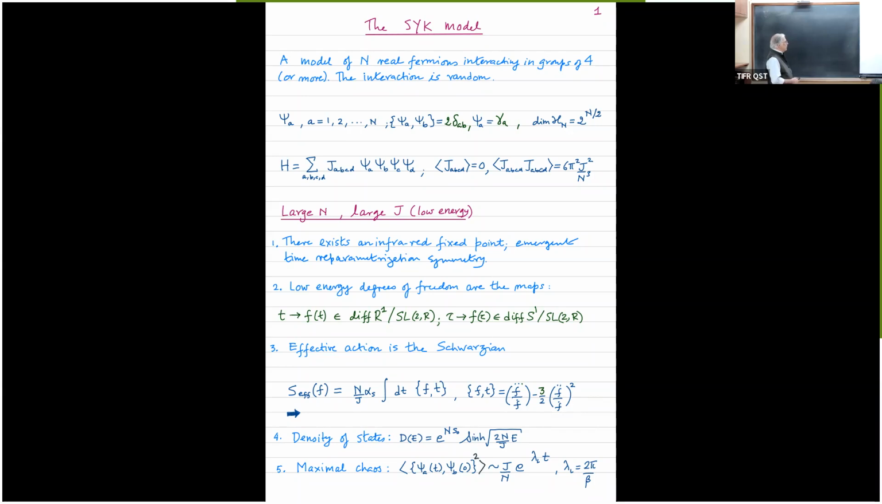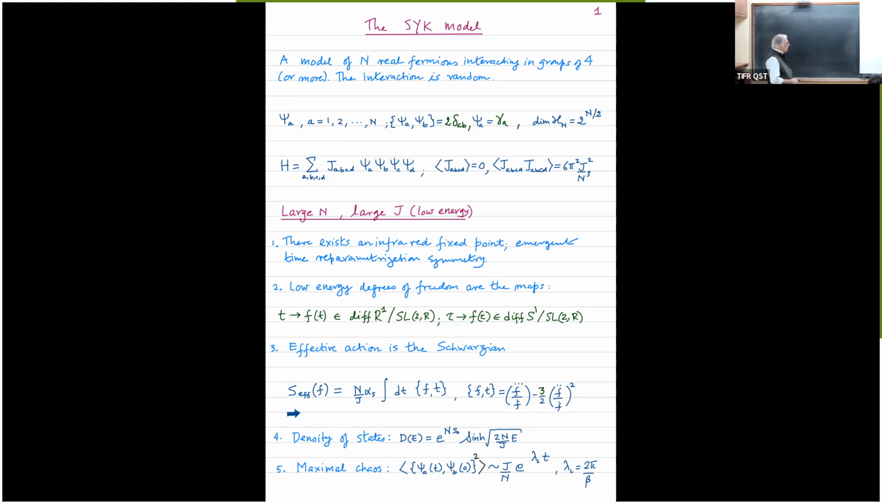We're interested in large N and large J, basically because we can do some analytic calculations in this limit. On the other hand, this model can be run on a computer, and one can really study a lot using numerical methods. Many people have done that. But at large N and large J, we recognize that there is an infrared fixed point in this theory, which has an emergent time reparameterization symmetry.